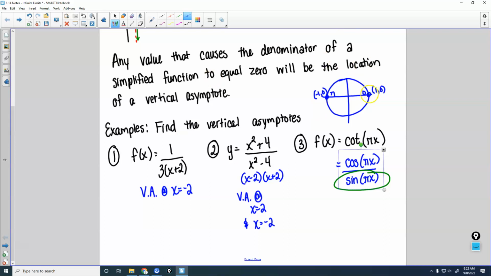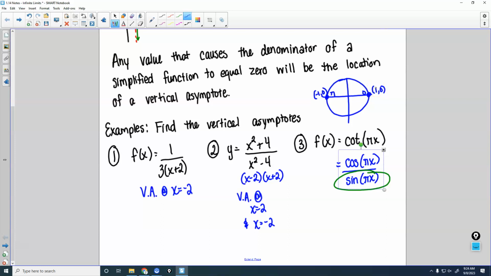So here's 0, here's pi. 0, what else can we call 0? 2 pi. What else could we call pi? 3 pi, 4 pi, 5 pi, 6 pi, 7 pi, 8 pi. Oh, we could go the other direction, right? This is going to be negative pi, negative 2 pi, negative 3 pi, negative 4 pi, right?